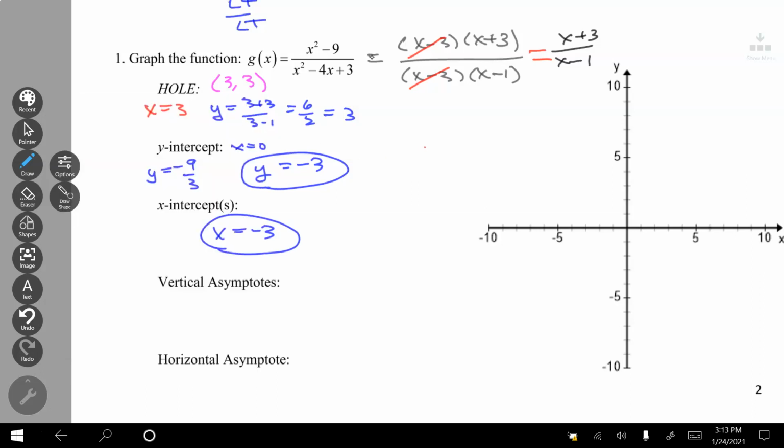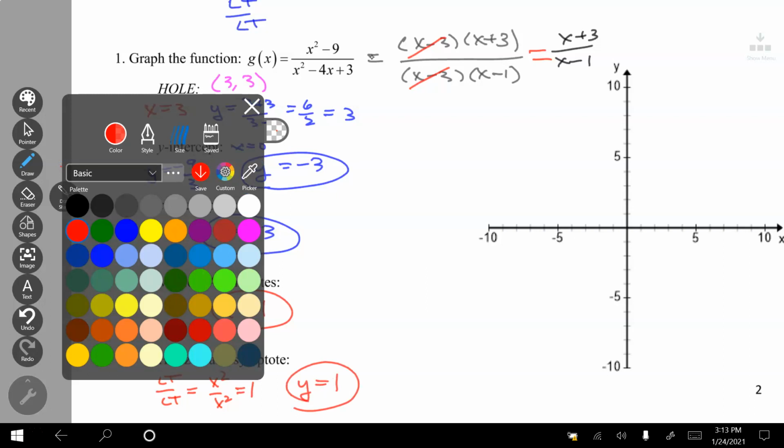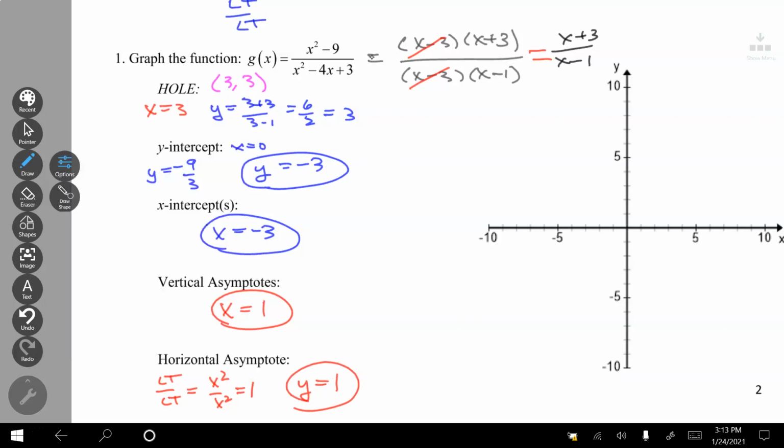My VAs come from the denominator. Again, that's from what's cleaned up. The rest of the problem, I just have x equals 1. And then finally, when I want to do a horizontal asymptote of leading term over leading term, I could do it from the beginning of the problem, x squared over x squared, which is equal to 1, so I get y equals 1. If I want to be more detail oriented, I could say my numerator was x plus 3, my denominator was x minus 1. That's why I got these results. And now I can graph this function with a hole in the graph.